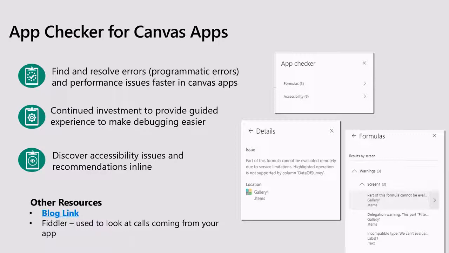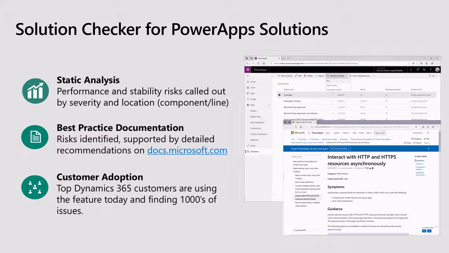So that's the app checker for Canvas apps. Now the next part is the larger scope of PowerApps and the CDS platform: the solution checker for PowerApp solutions. So if you've got your Canvas app that's been checked off, it meets the bar, everything is good there, it's accessible, it's performant, and so forth.